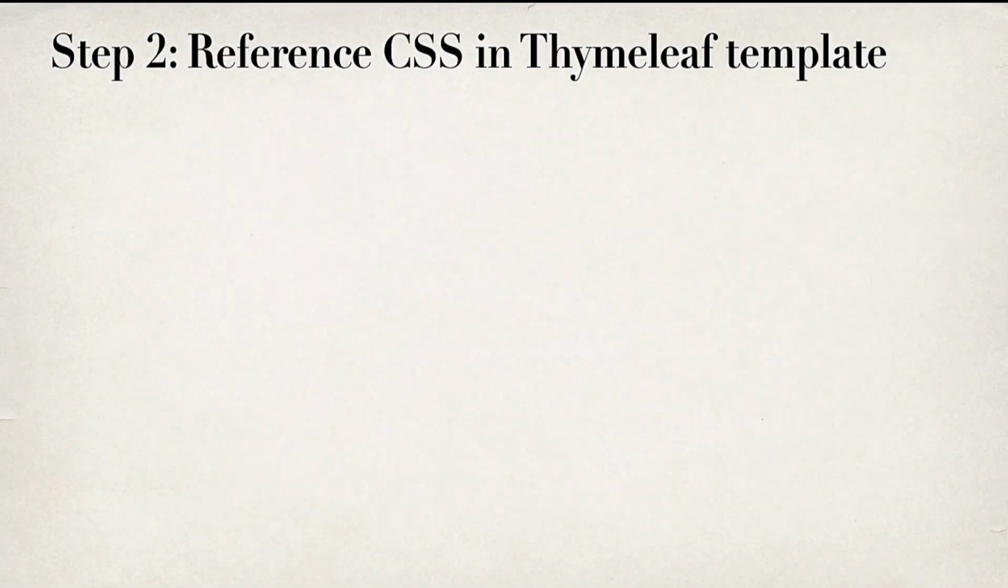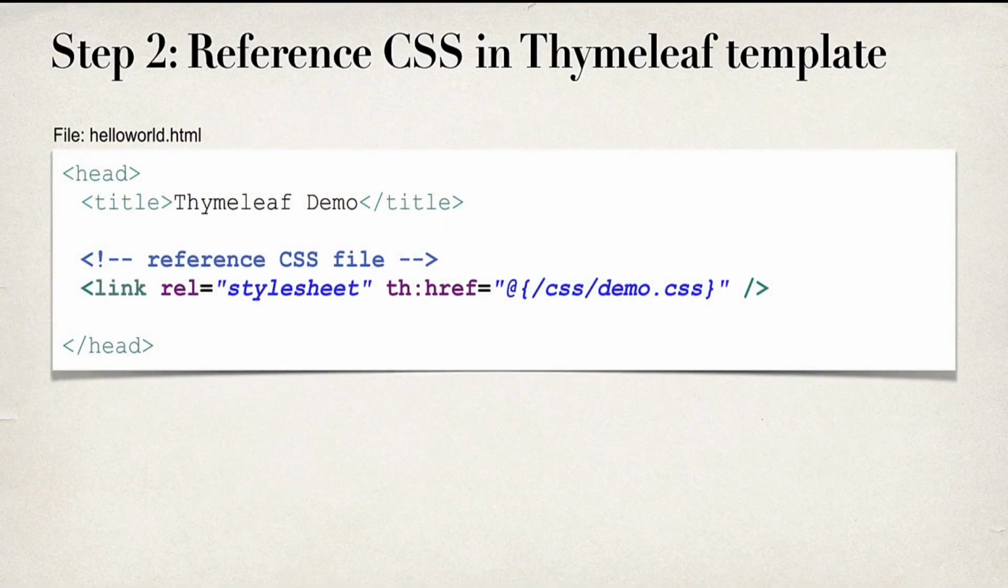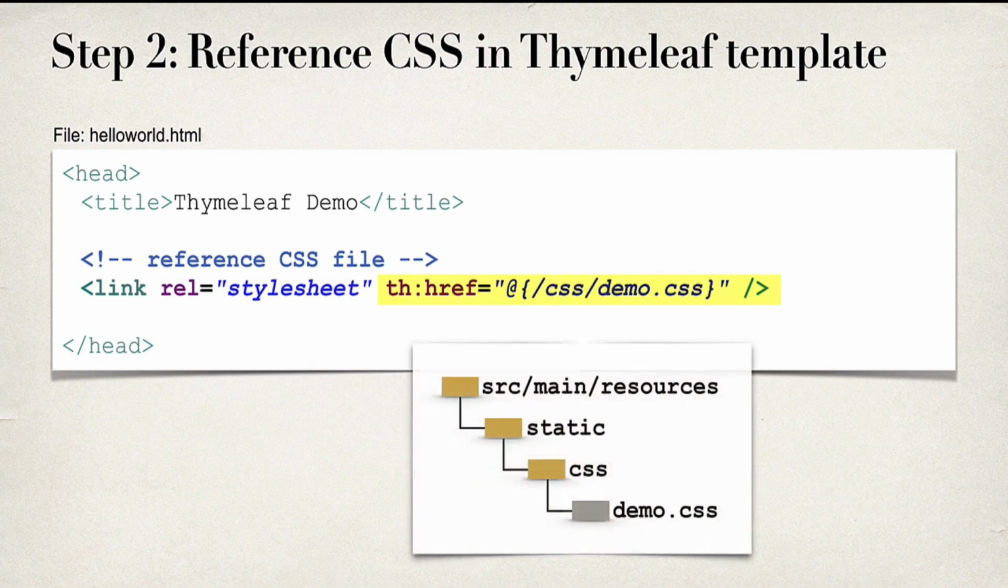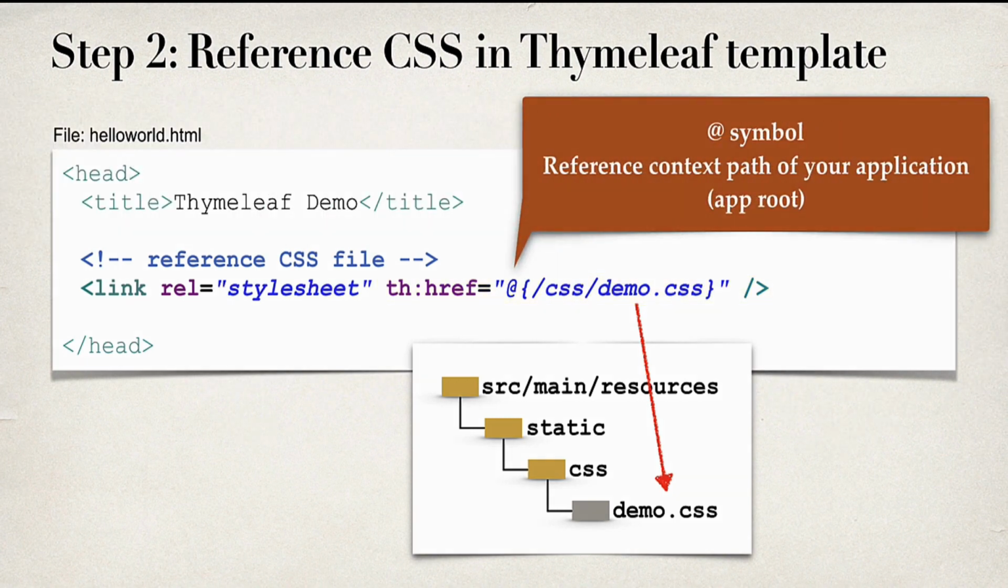Now in step two, we'll actually reference the CSS in our Thymeleaf template. So our hello world example, we can actually reference that CSS file by using a th:href. And then I give /CSS/demo.css, and it'll actually reference that given file. Now a couple of things here. Notice this @ symbol. So this will actually reference the context path of your application, basically giving you the application root, allowing you to easily access files using the Thymeleaf template.